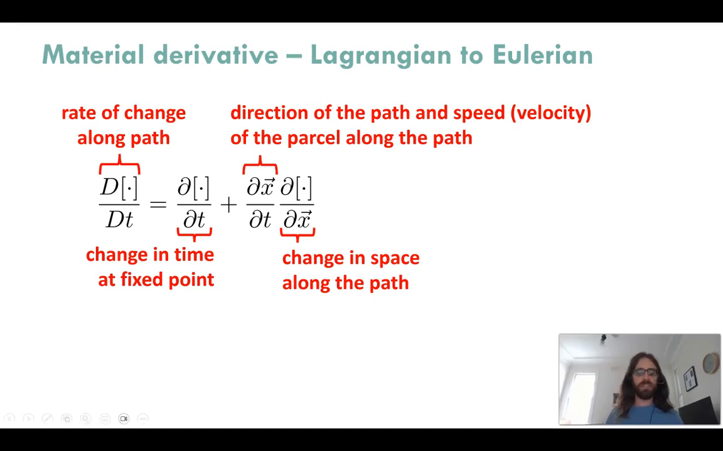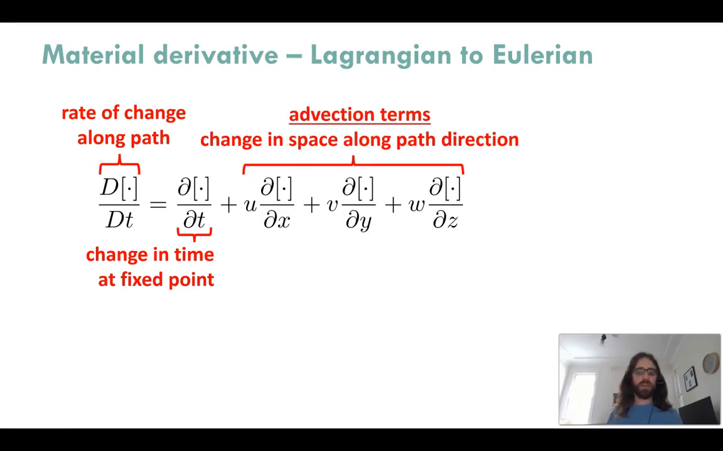This definition of the change in space at a fixed point in time depends both on how the flow is changing in space along the path and the direction and speed of a parcel along that particular path. This first component here is equivalent to the flow velocity, so we can turn this vector into something that has 3 components in 3 different directions, given by the u velocity component with a rate of change in the x direction, a v velocity component corresponding to changes in y, and then a w corresponding to changes along the z direction.